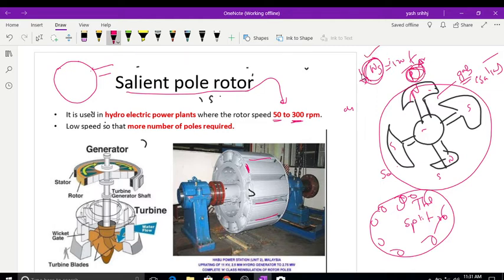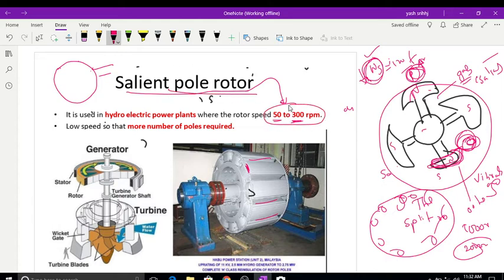I will differentiate that one with an example later. And here, if you rotate this rotor at higher speed, for example 1000 rpm and 2000 rpm, due to the centrifugal action, because of the gap available here, these poles produce vibrations, so we should not use this salient pole rotor for high speed.